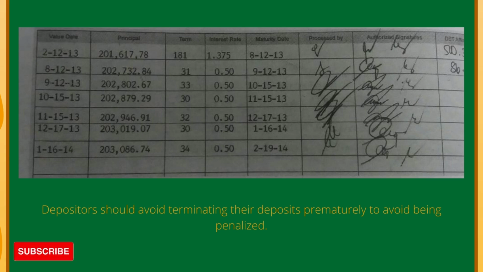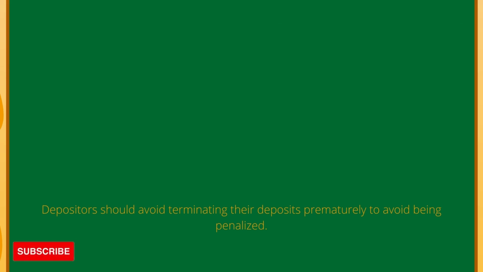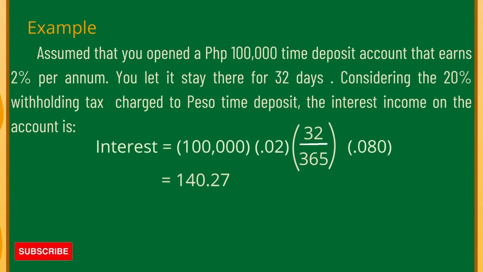So just like on this illustration. The last part, which you can see the DST affix, which has a $500.35, so it was shouldered by the depositor. Now let's take a look at this example.